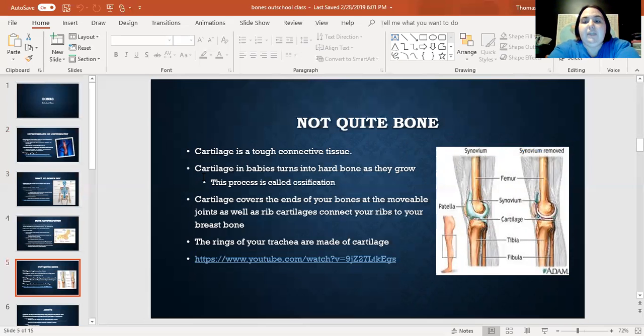We have cartilage in our knee that connects our femur to our tibia. We also have cartilage basically at all of our bendable joints, such as your rib cage. It also connects your rib cage to your breastbone, which is your sternum. Cartilage, though, in babies actually turns into hard bone.